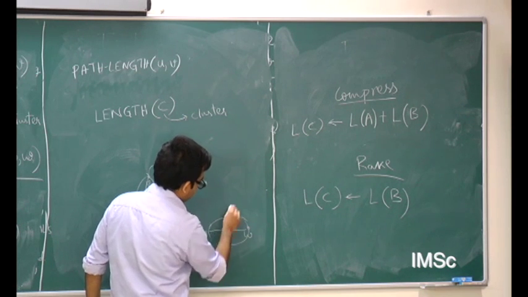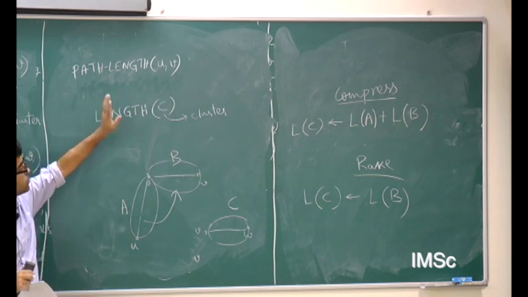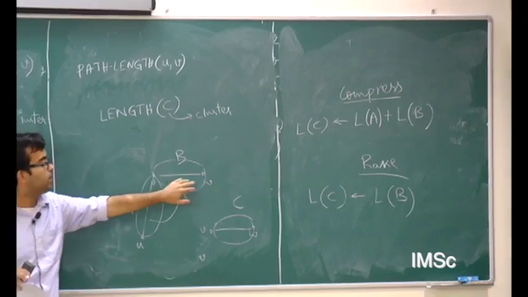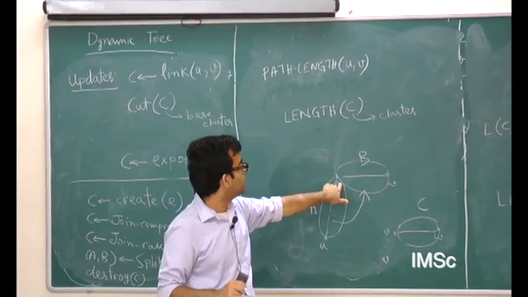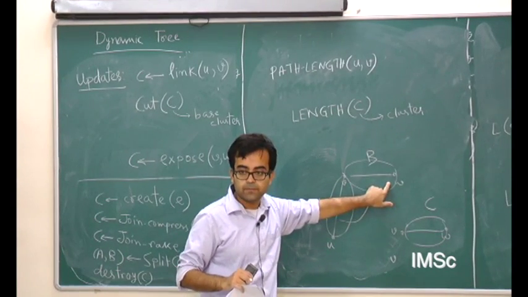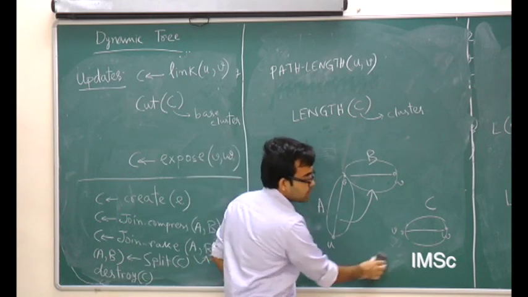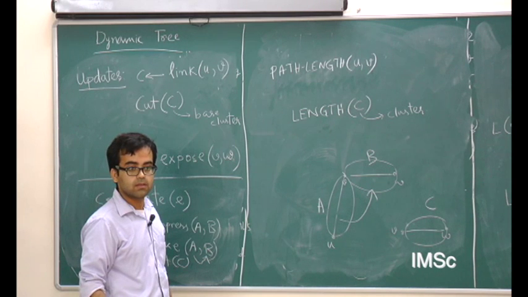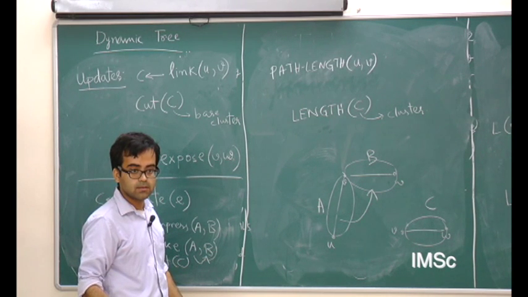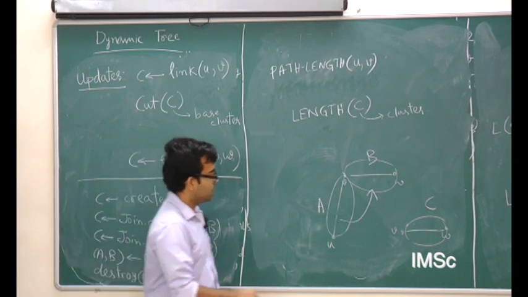Shouldn't you do some min there? Sorry? Shouldn't you do some min? Min? No. Path length U comma V, oh sorry, length of C is the length between the boundary vertices. So, the distance between V comma W in B is going to be the same as the distance between V comma W in C, right? Any question, Sanjukta? Okay.